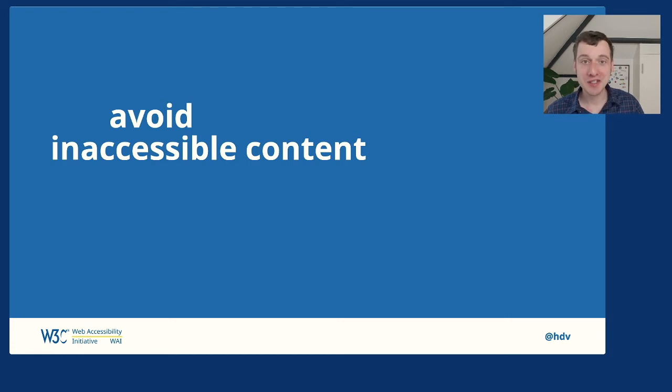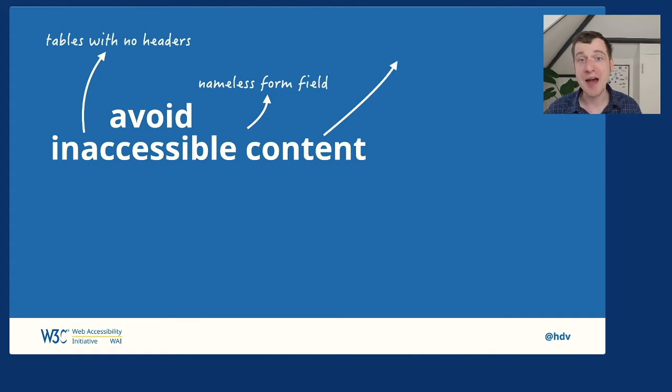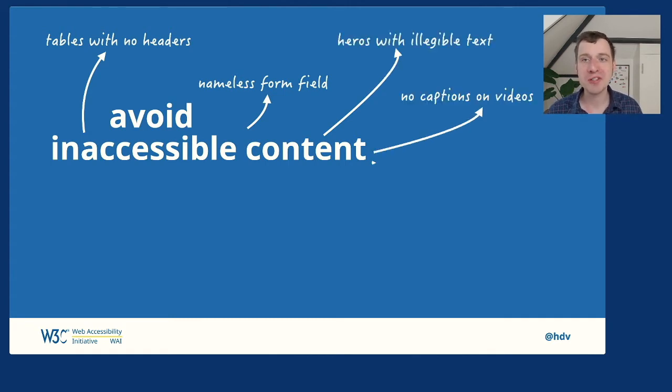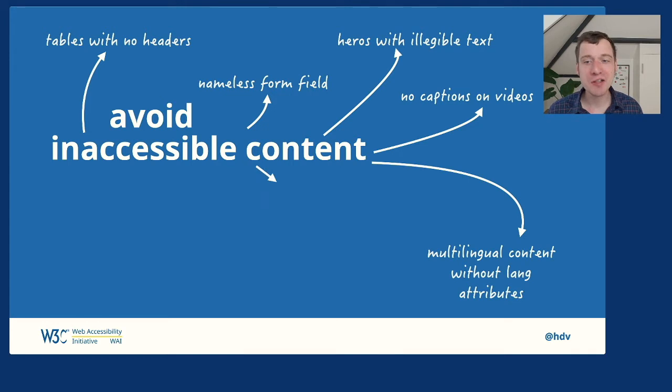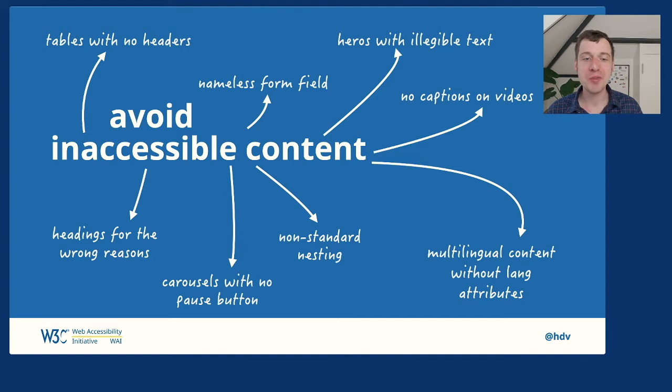And an accessibility assistant would of course help avoid inaccessible content. It would avoid things like tables with no headers, form fields that have no names, illegible text, captionless videos, multilingual content that doesn't have the right lang attributes, non-standard nesting, carousels that don't have a pause button, and headings used for the wrong reasons. So a CMS that really helps you get your accessibility right will maybe warn you about these kinds of mistakes, or it will generate markup that doesn't have these problems, and provide templates that come with the right things.